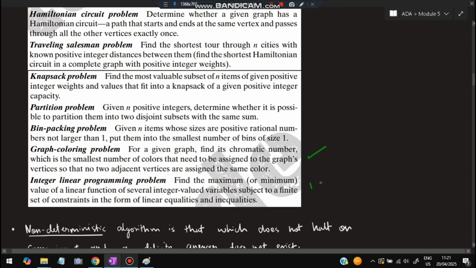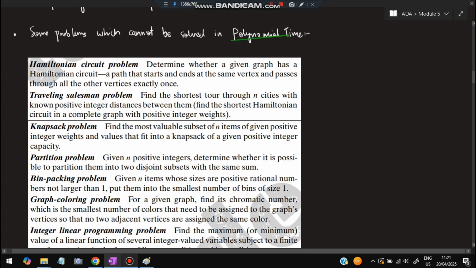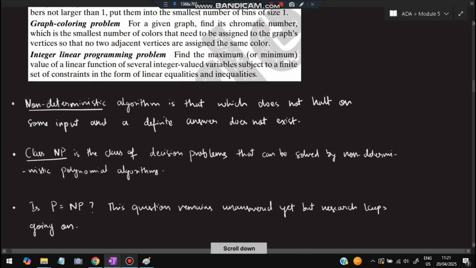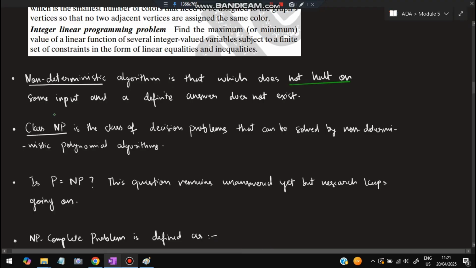And the integer linear programming problem is related to linear inequalities and equations. So these are some of the problems which cannot be solved in polynomial time with the known algorithms. Now, what is a non-deterministic algorithm? It is one which does not halt on some input, and a definite answer does not exist. If you give an input, it tries to calculate indefinitely, it goes into an infinite loop. That is called a non-deterministic algorithm.